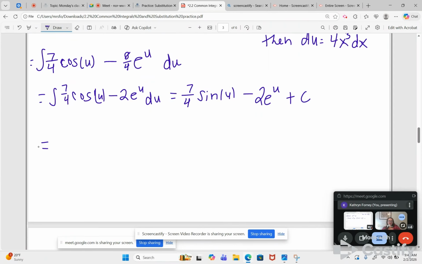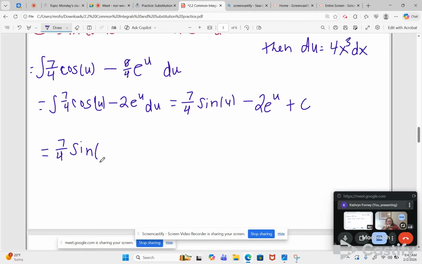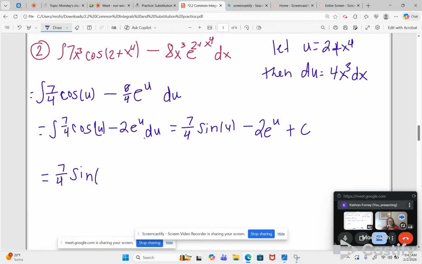So now, once we've taken the antiderivative, we can replace our u with what u was. And u was 2 plus x to the 4. All right, and so that would be your answer.